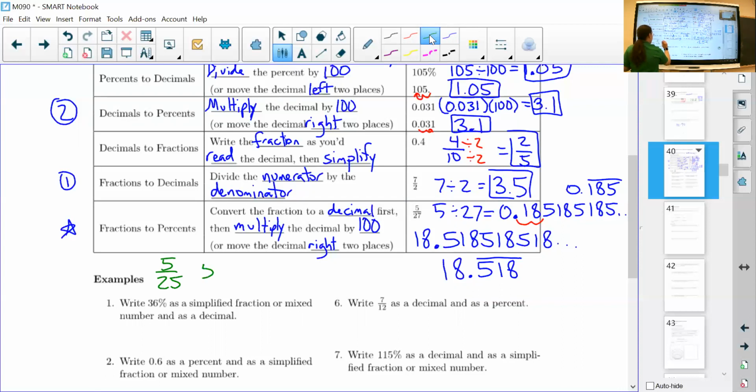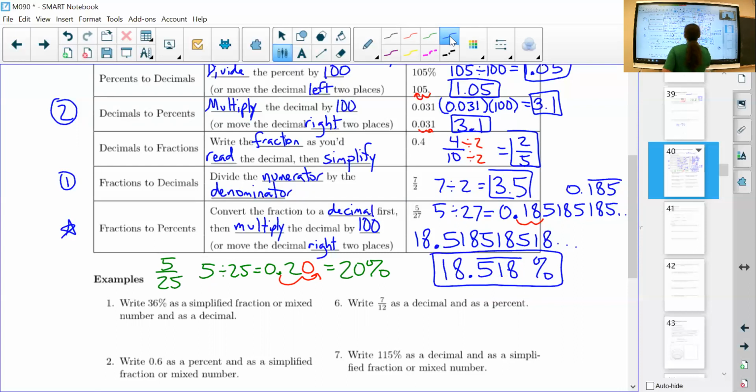5/25. Well, 5 divided by 25 is 0.2. I'm going to move my decimal point over 2 places. I don't even really have anything over there, but I can always put a 0 at the end after a decimal. So this becomes 20%. Excuse me, I forgot my percent sign here. And notice that 5 divided by 27 is a little less than 5 divided by 25. 18 and change is a little less than 20. So we're pretty confident about our answers.